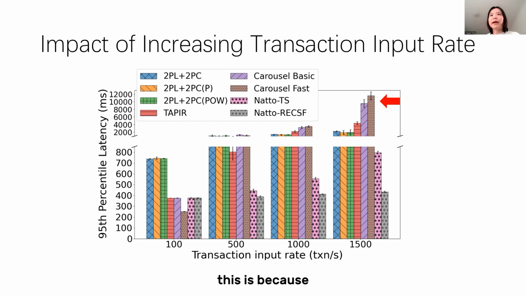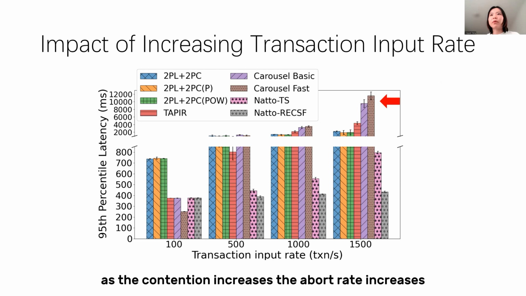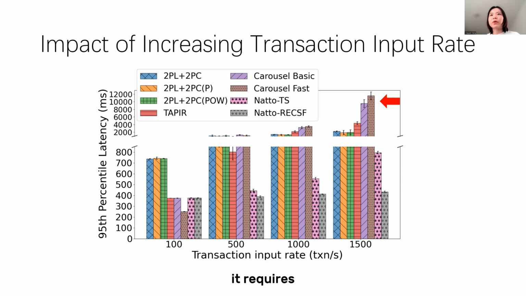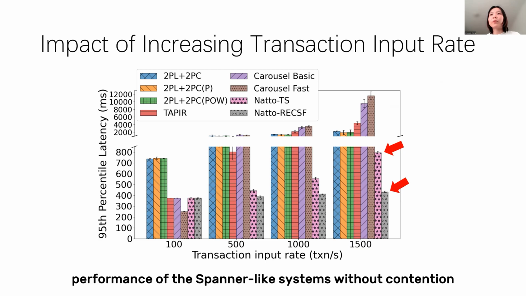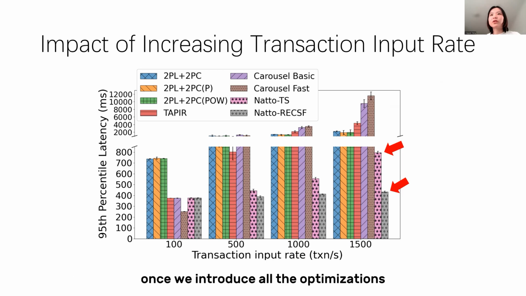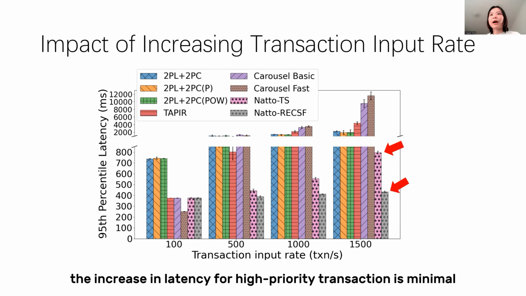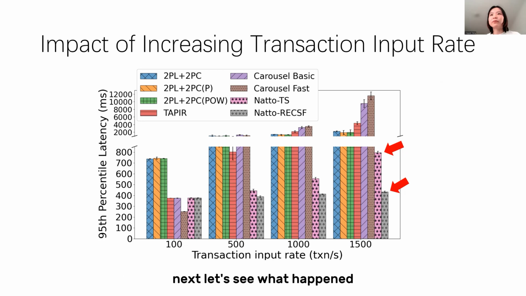This is because as the contention increases, the abort rate increases. It requires multiple round trips to commit the transaction. With only timestamp, Natto's latency also increases to a level similar to the performance of the Spanner-like system without contention. Once we introduce all the optimizations, the increase in latency for high-priority transactions is minimal.